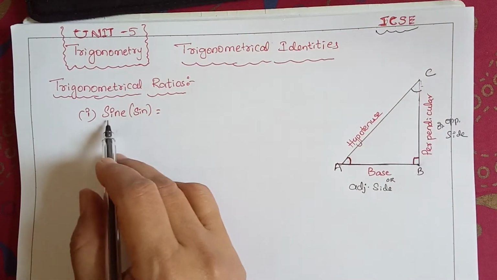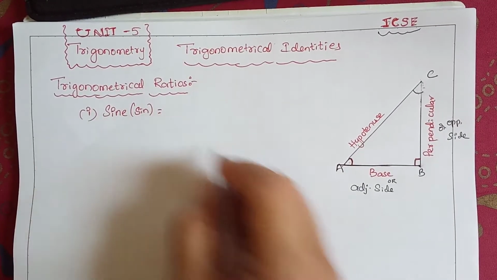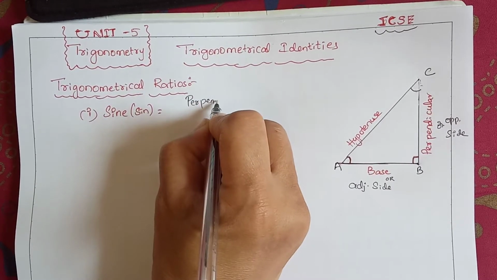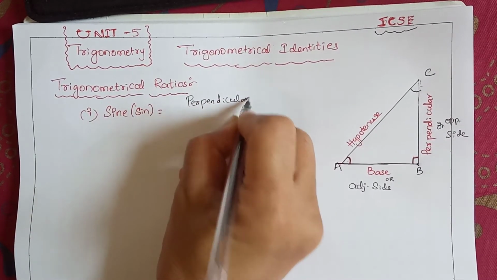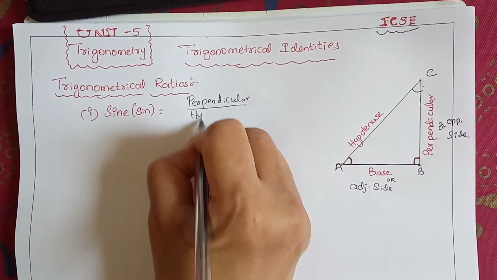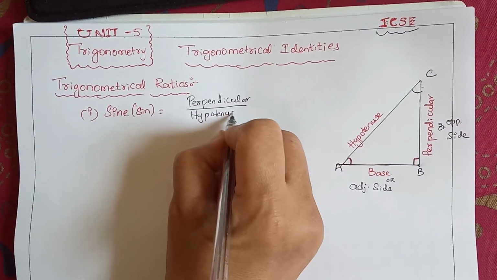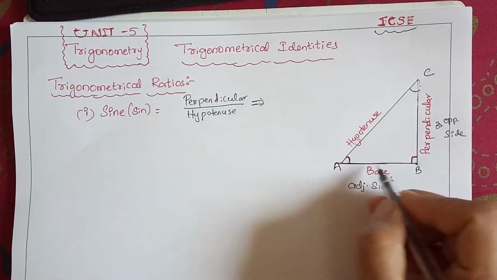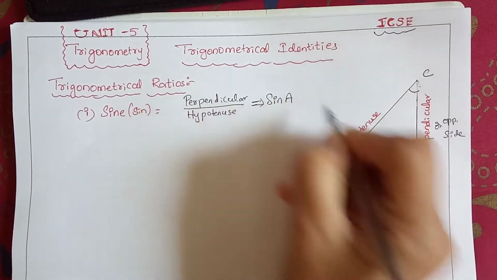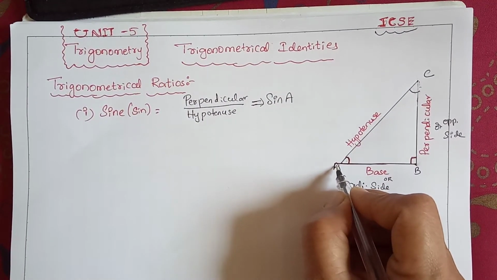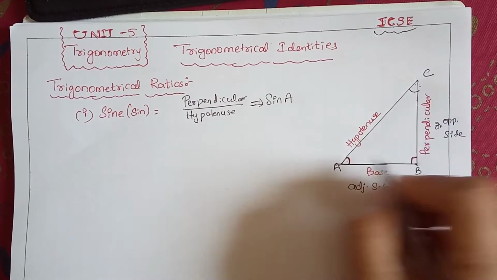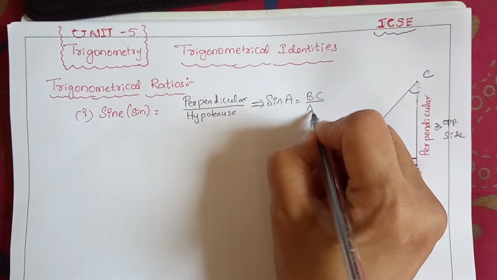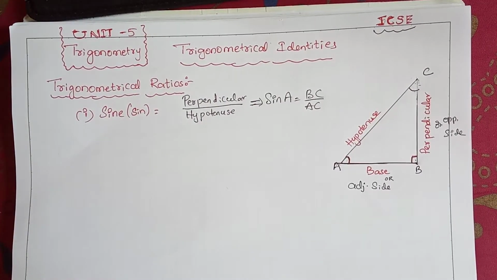Right. Sine. What is the short form of sine? SIN. What is the definition? Perpendicular by hypotenuse, always. How can we write it in short form? Sine capital A. I am defining with angle A, no? So what is opposite to capital A? BC. Just I am writing with the names. BC by AC.